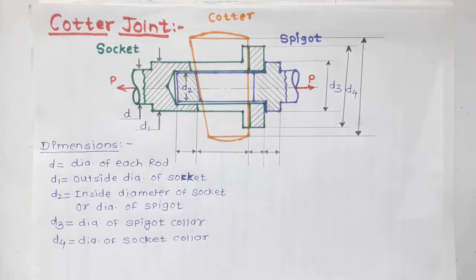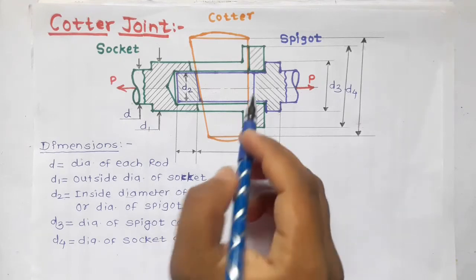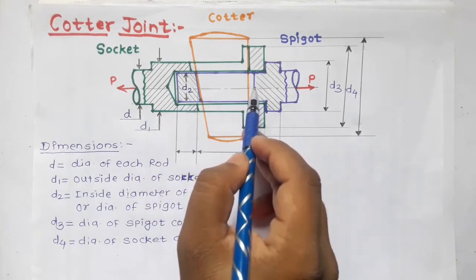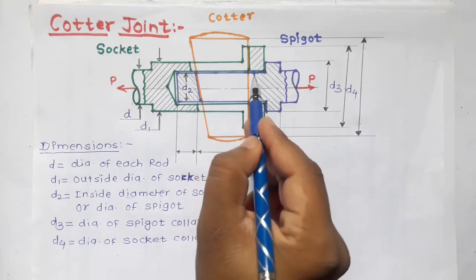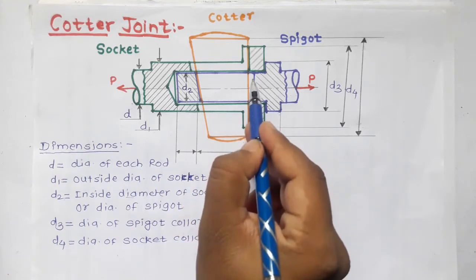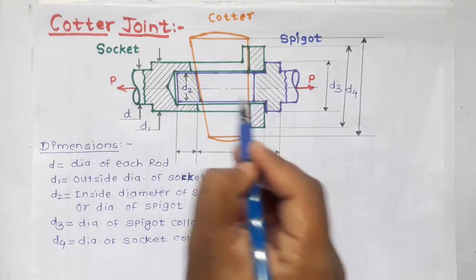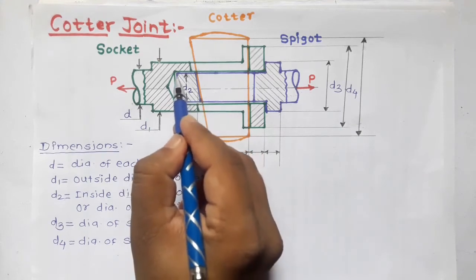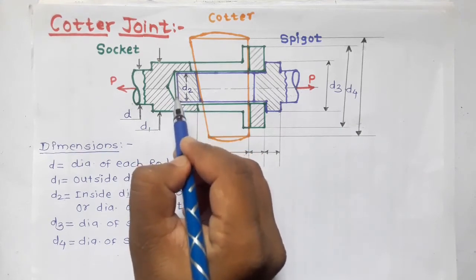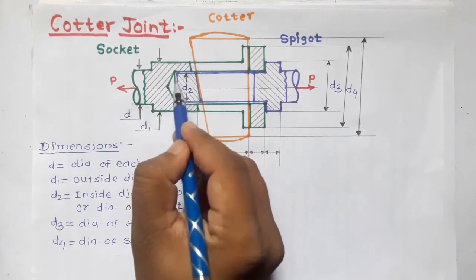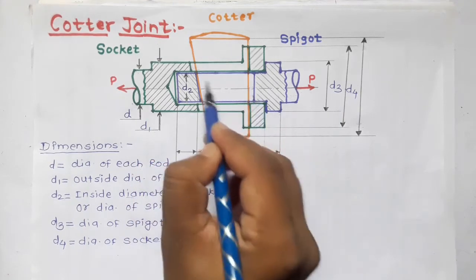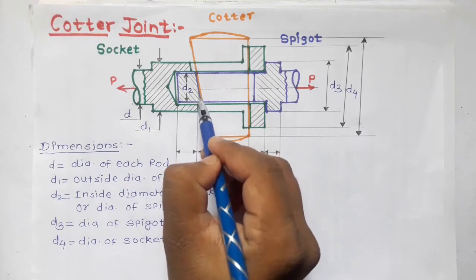Now consider the next dimension for spigot. So this is a spigot, and as we know the spigot is having slot. So this blue color line indicates the start of slot in this spigot, and this inclined blue color line indicates the end of slot in the spigot, and this line indicates the end of spigot. So this is the end surface of spigot, this is the start of slot in the spigot, and this is the end of slot in the spigot.